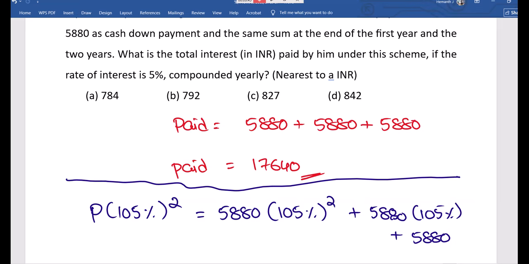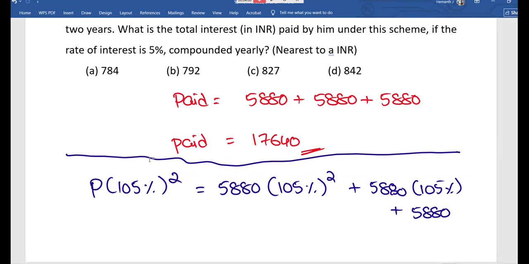It is with the bank for 2 years because you are closing the loan after 2 years. This 5,880 they'll rotate with some other people. First year after you paid, that will be rotated. Third year, second year ending, you paid, then loan closed. Now you have to calculate the P value. So what is the P value now?